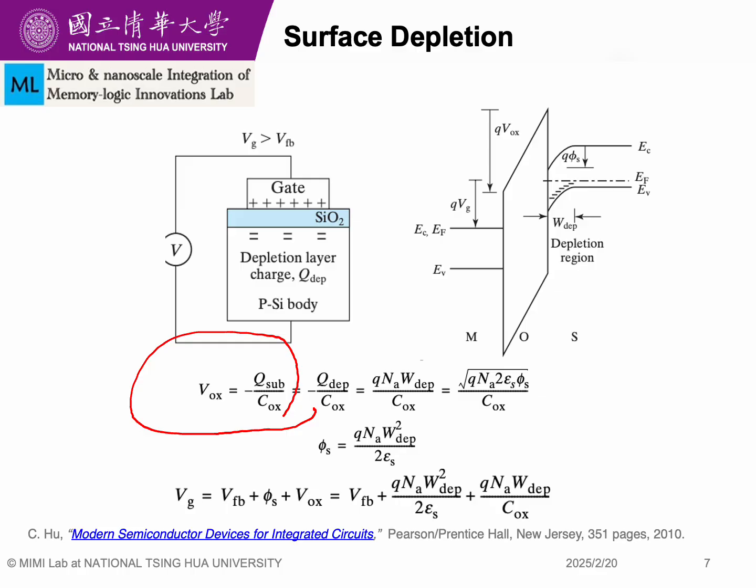So what is the total voltage applied? The total voltage applied will be the summation of the flat band voltage, because initially we had some band bending and so we need the flat band voltage to flatten it, and then we will have this surface potential and then the total voltage across the oxide. That's my total voltage applied for the depletion condition. Now we will see what will happen if we further increase the positive voltage.